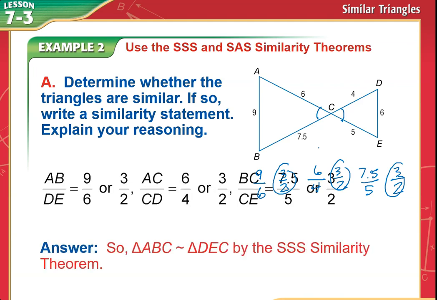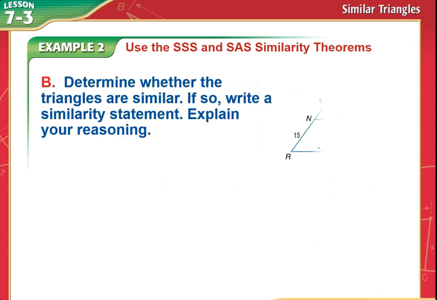So we go 3 halves all the way across. Therefore, by side similarity theorem. Okay, the next problem we're going to determine whether the triangles are similar, and if so, write a similarity statement.